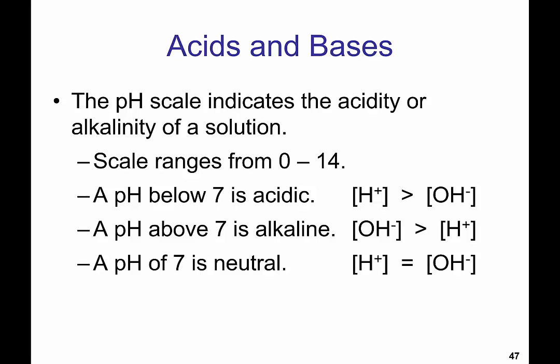A pH of 7 is going to be neutral, in which you have a perfect balance between hydrogen ions and hydroxide ions. Pure water has a pH of 7 because it is a perfect balance between these two ions. Anything that is above 7 is going to be alkaline or basic. The higher the number, the stronger the base. So a pH of 14 would be a very strong base.